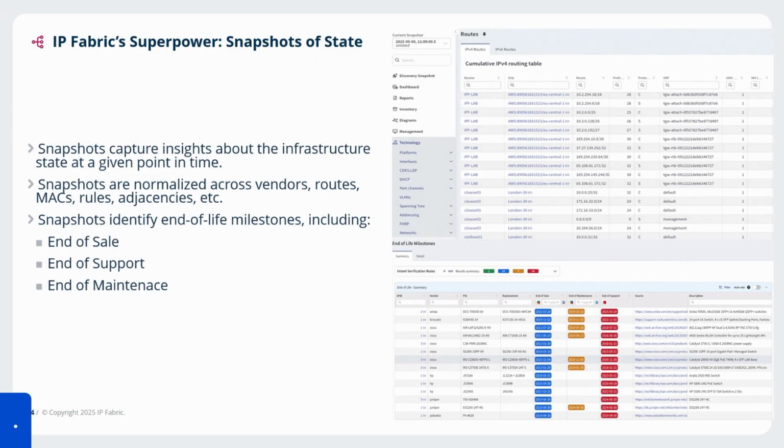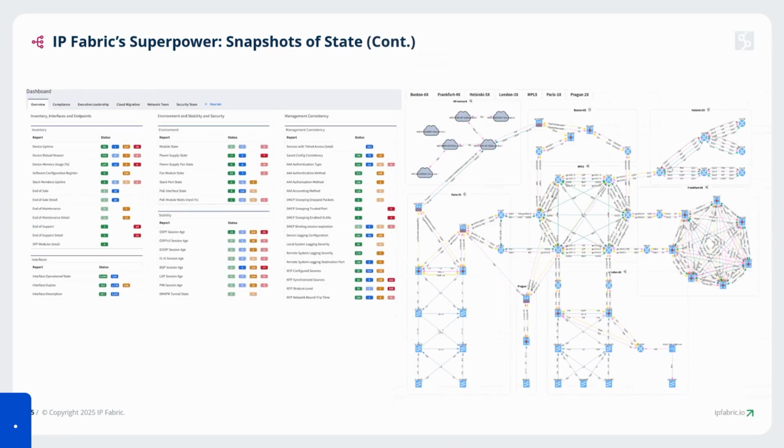One step deeper, as a part of those snapshots as well, IP Fabric has the ability to look at end of support details, end of maintenance. So taking that heavy lifting off you as an organization, and this information also can be used in your automation or AI strategy. And here's some additional information about IP Fabric snapshots.